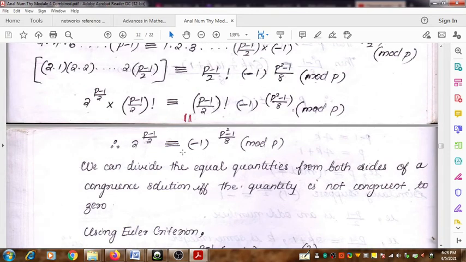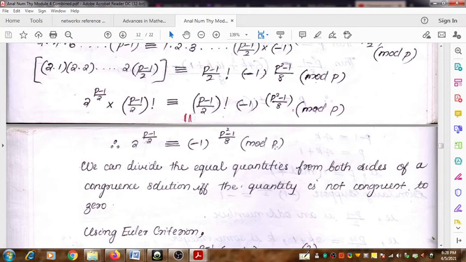and so you can cancel this quantity from both sides without any problem. We get the simplified expression: 2 raised to (p minus 1) divided by 2 is congruent to minus 1 raised to (p square minus 1) divided by 8 mod p. Here also, this is not the final step of that proof.